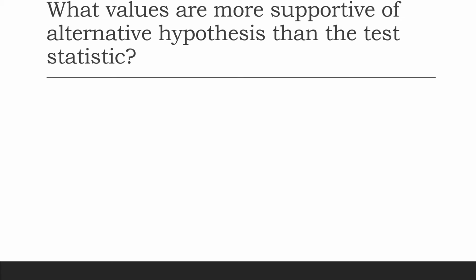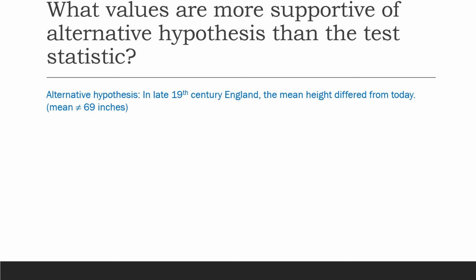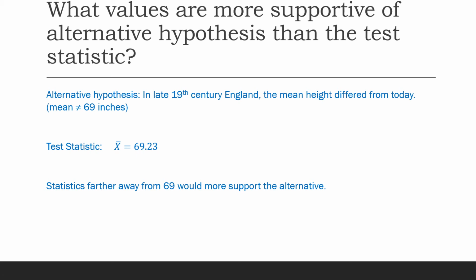So I'm going to think for a minute about what values are more supportive of the alternative hypothesis than the test statistic. In our example, the alternative hypothesis is that the mean's not equal to 69 inches. Our test statistic is a sample mean of 69.23 inches. And so statistics that are farther away from 69 than 69.23 would be more supportive of the alternative than that test statistic.